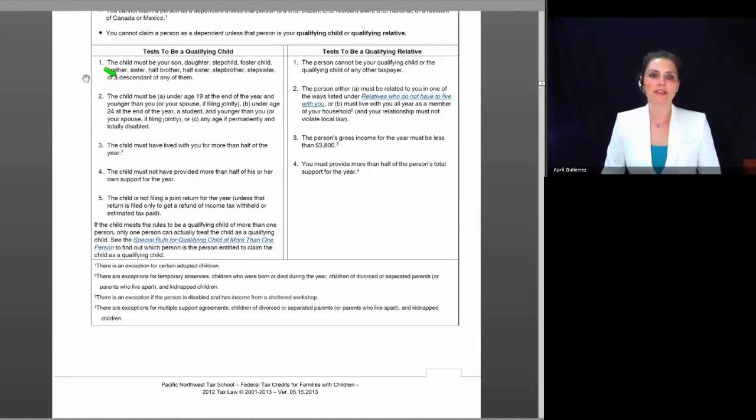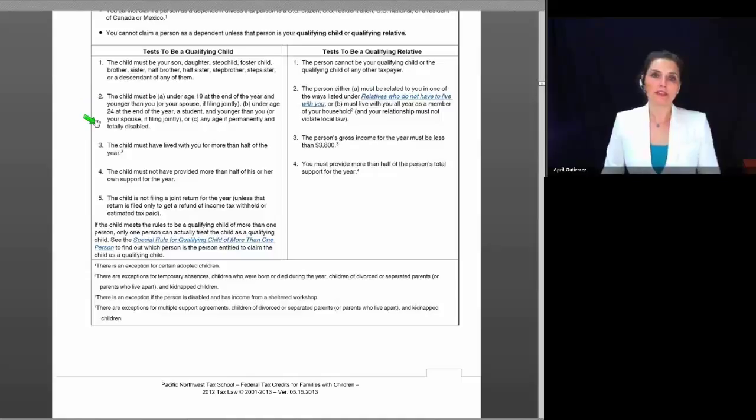We then go into the test for being a qualifying child. And again, we see they have to be your son, daughter, stepchild, foster child, sister, half-brother, stepsister, or a descendant of any of them. And then the child must be under age 19 at the end of the year and younger than you or your spouse if filing jointly, under the age of 24 at the end of the year, a student and younger than you or your spouse if filing jointly, or any age at all if that person is totally and permanently disabled.